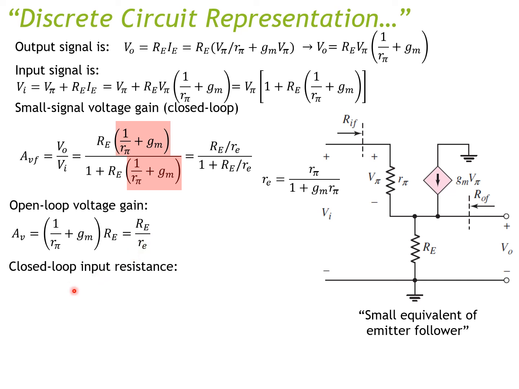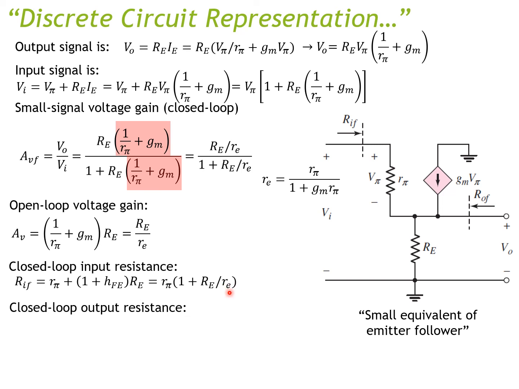The closed loop input resistance, or the input resistance with feedback, is going to be RIF equal to R pi plus 1 plus hFE, and this is in the h parameter, multiplied by RE, or in other words, it's going to be R pi multiplied by 1 plus RE over small re. And the closed loop output resistance will be RO equal to RE parallel with small re.